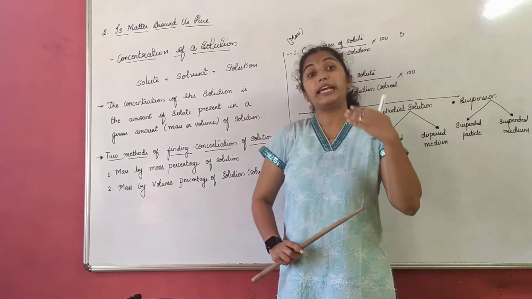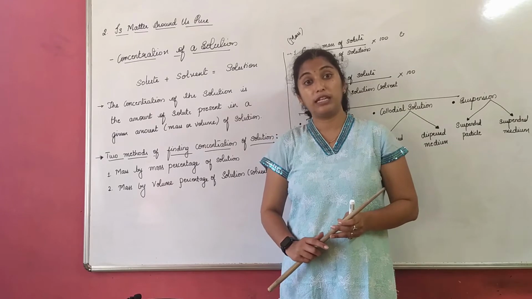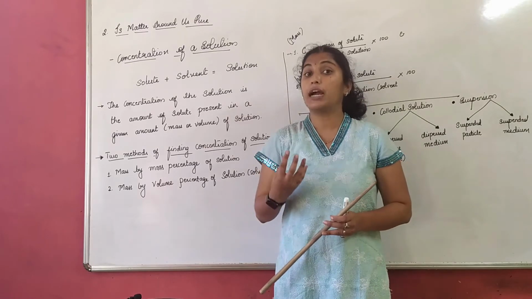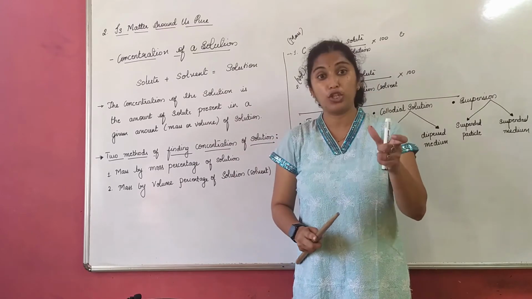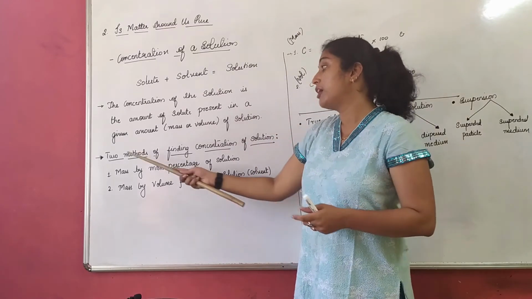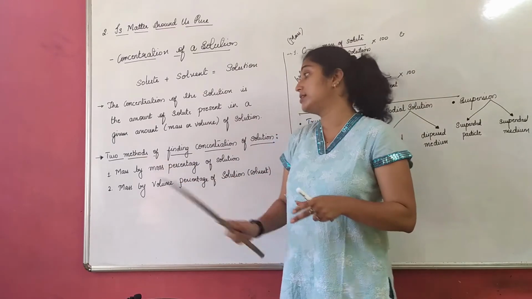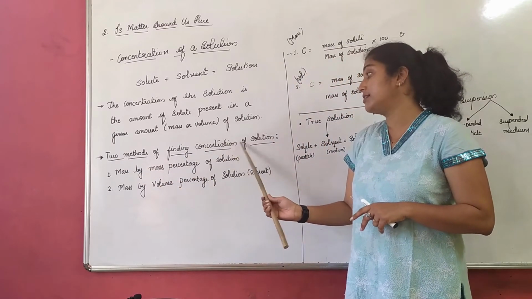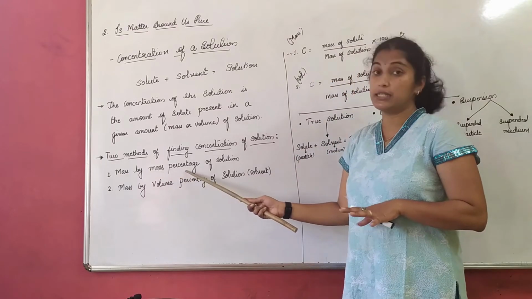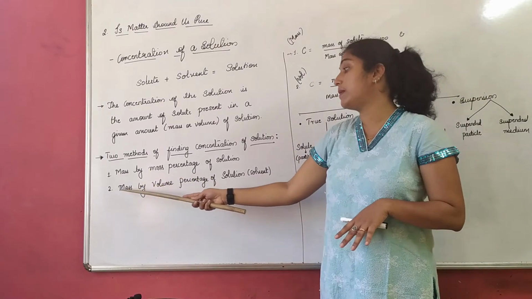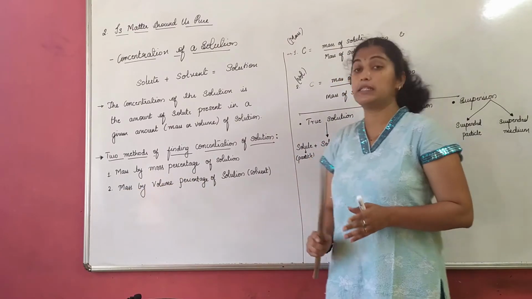So we can actually calculate the concentration of the solution. That means what amount of solute I have added in the water, I can actually measure that. How to measure? We measure it by 2 methods. Two methods of finding concentration of a solution: one is by mass percentage method, and another is by mass by volume percentage.